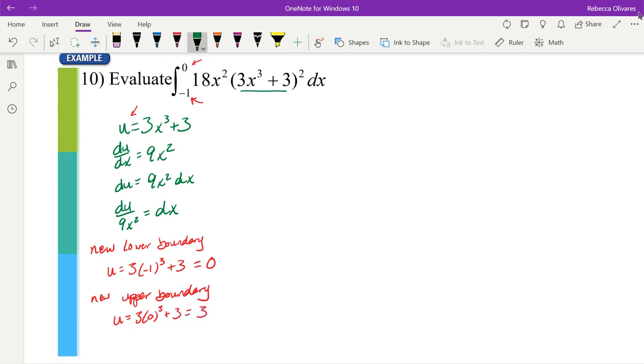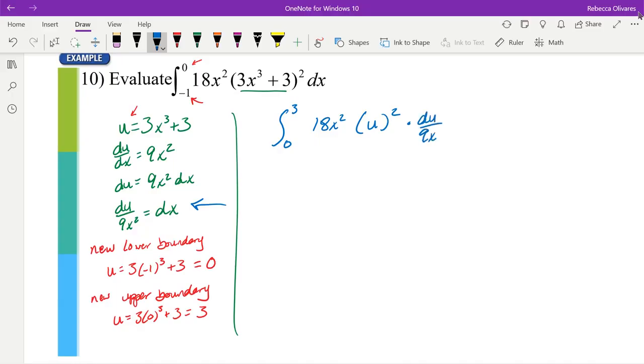So now when I make all my substitutions, I also have to substitute for my boundary. So now we're going to do the integral from 0 to 3. And then I have the 18x squared. I'm not going to substitute that. U squared, and then of course instead of dx, we're going to have du divided by 9x squared.